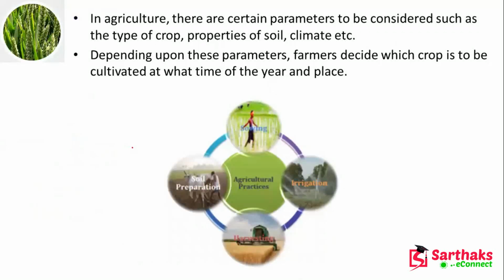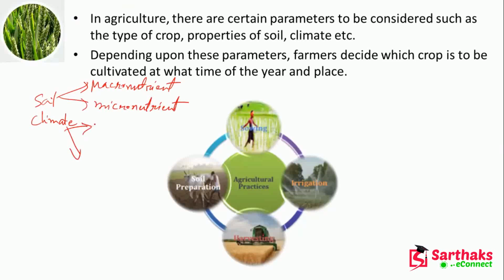So in agriculture, there are certain parameters that need to be considered, like the soil and the climate. In the soil also we have to think about the macronutrients and the micronutrients, and for the climate, here we have to think about the water, how much water level should be there. It can be due to the rainfall, or it can be given by irrigation methods also. And there are different types of irrigation methods, modern methods and earlier traditional methods also. So we have to think about the climate.